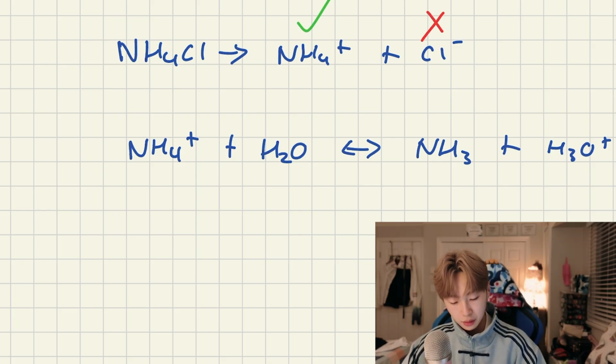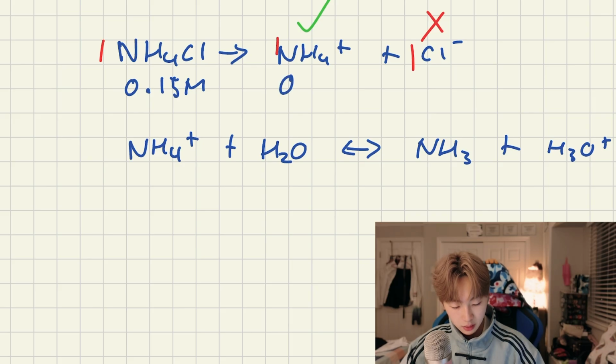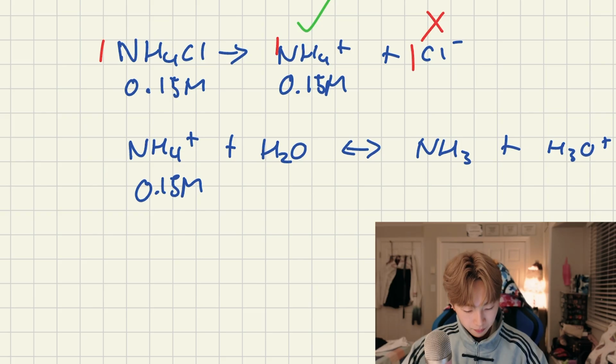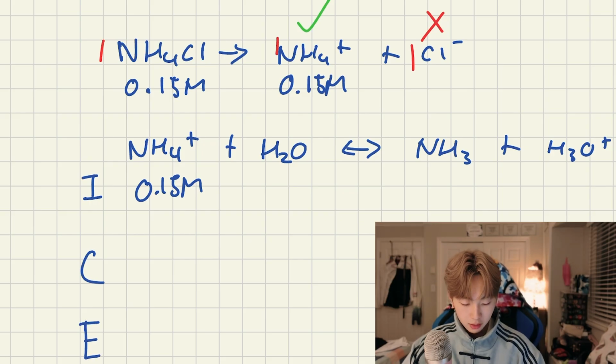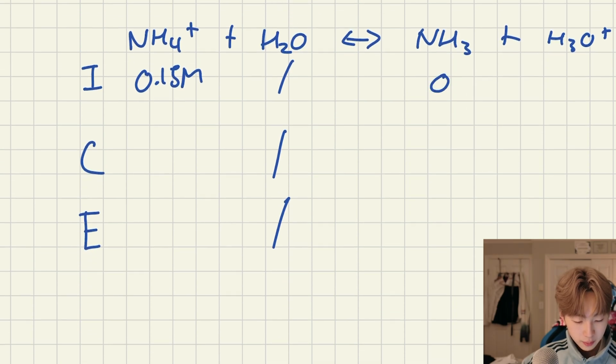And now using our stoichiometry ratios here, we have a 1:1:1 ratio. So I know since our original salt is 0.15 molar, our ammonium is also 0.15 molar. That means that this is 0.15 molar initially. And now we can do our ice table, just like our previous units. Water is liquid, we can ignore that. And initially we don't have any products.